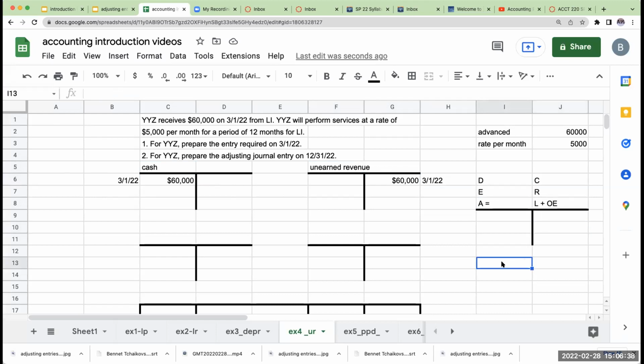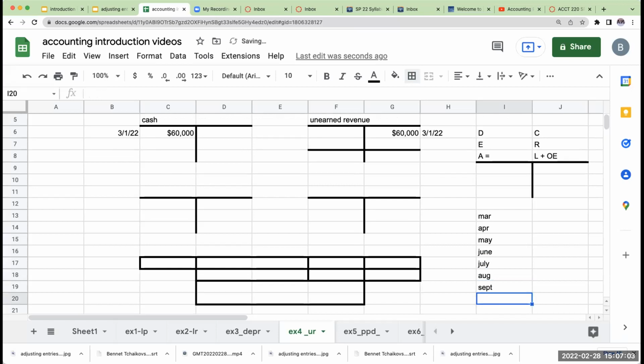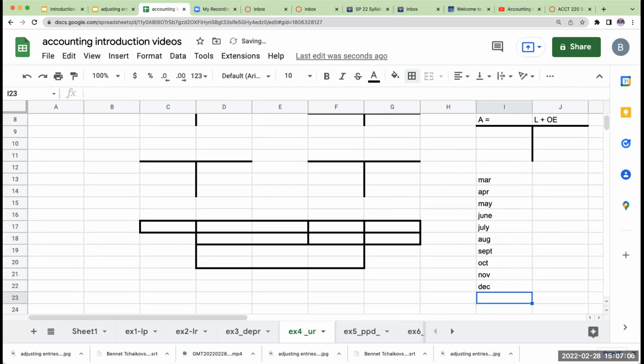Now, what I need to do is I get to the end of the year. Do my revenues reflect what I've earned? And do my liabilities reflect my future service obligations? So let's go through and do this. If I look at this, how many months did I perform services for during 2022? March, April, May, June, July, August, September, October, November, December. So when I look at this, I've performed total services of 10 months.